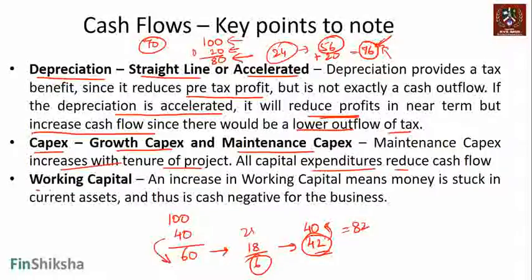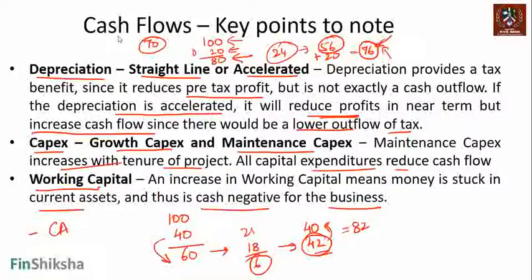The third adjustment we have to make is for working capital. An increase in working capital, increase in receivables, increase in inventory, etc., will mean more current assets, thus more cash blocked, and is cash negative for the business. Remember, we have discussed that an increase in CA is negative. We have to subtract an increase in CA, current assets, right? That's what we have to take care of.